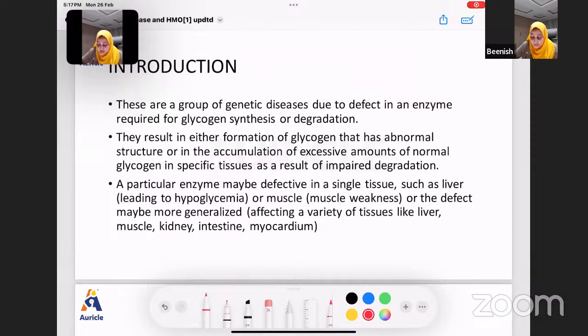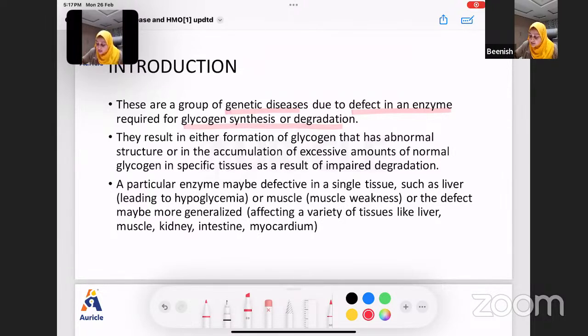So, an introduction, to briefly introduce you to the glycogen storage diseases. They are a group of genetic diseases due to defect in enzymes required for glycogen synthesis or degradation. So we've already studied synthesis and degradation. So the enzymes that were involved in glycogen synthesis and degradation, if there's any defect or deficiency of those enzymes, then it leads to glycogen storage diseases.